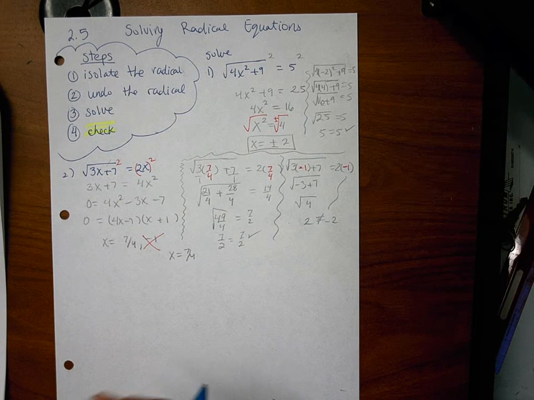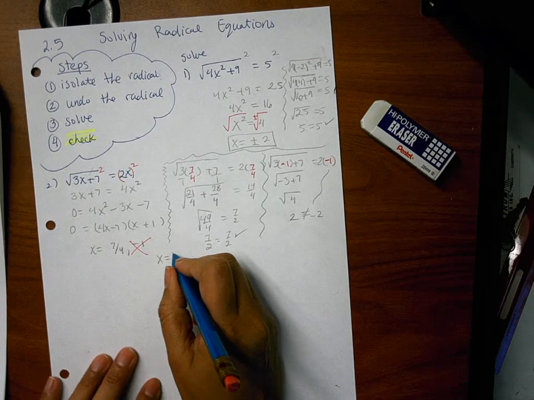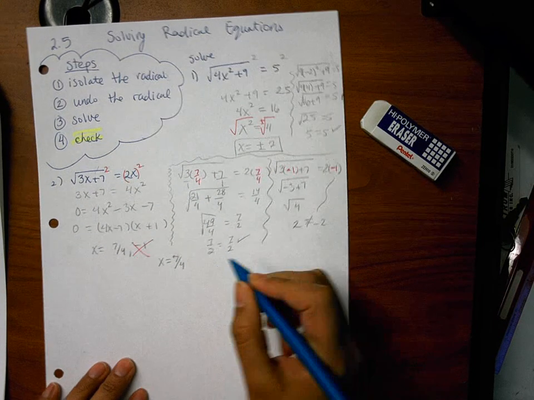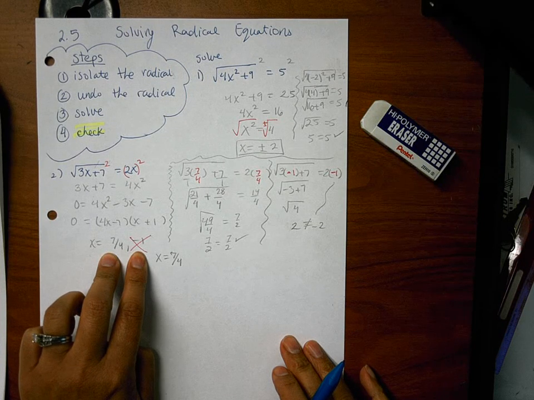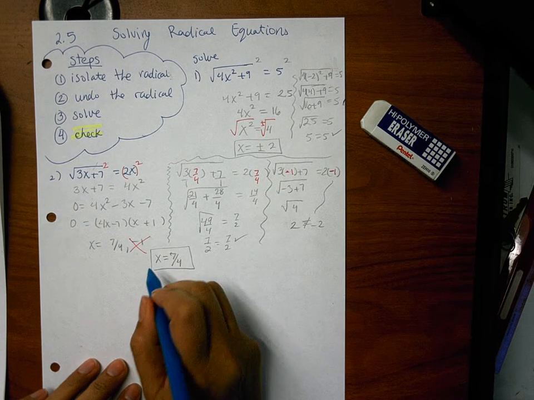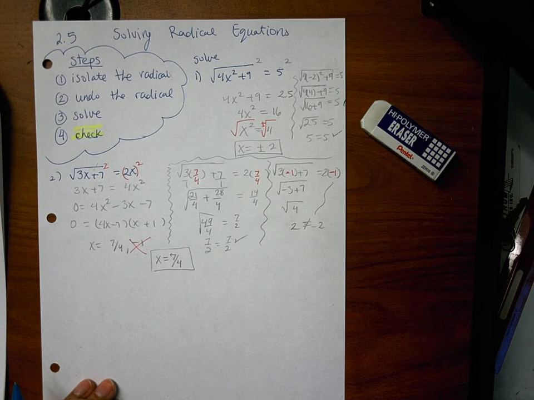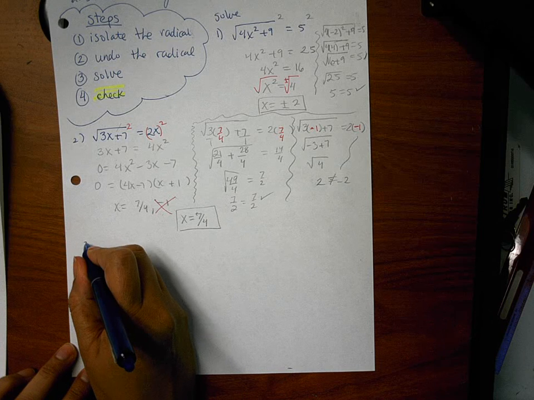So how am I going to know if you're checking or not, especially on a test where the big points are how you give me your answers? If this question was on the test and you give me both of those answers, I'm going to know you did not check. That one's extraneous. 7/4 is your only solution. Got it? All right. Number 3.